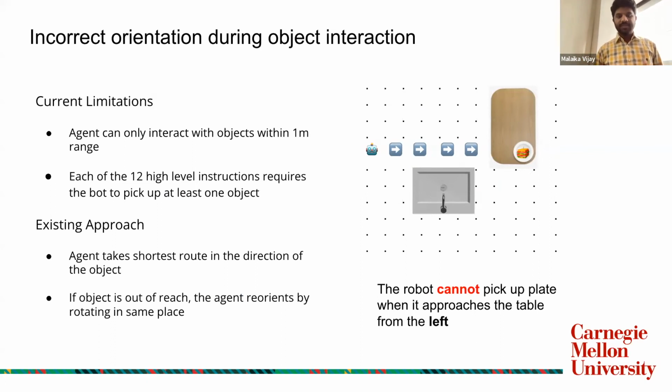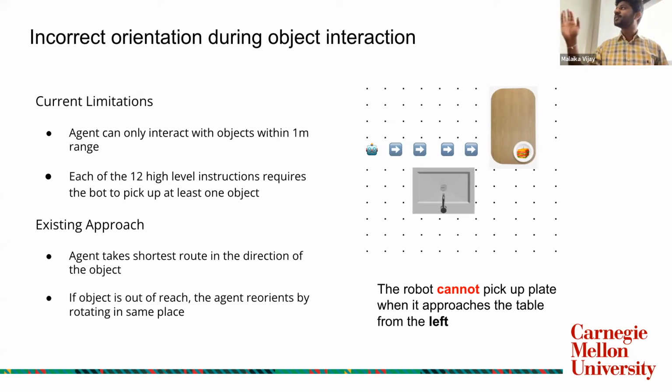And this scenario happens much more often than one would expect, because in each of the 12 high-level instructions, there are at least a minimum of 2 object interactions. And for the more complex tasks, such as prepare breakfast, there are at least 36 object interactions involved. And if the agent is unable to perform any one of these interactions correctly, then the entire task will result in a failure. And in the existing approach, the agent takes the shortest route in the direction of the object.